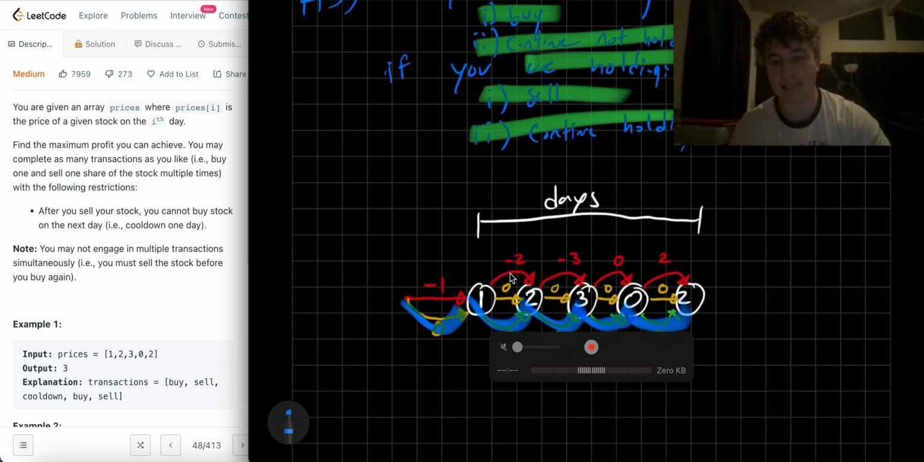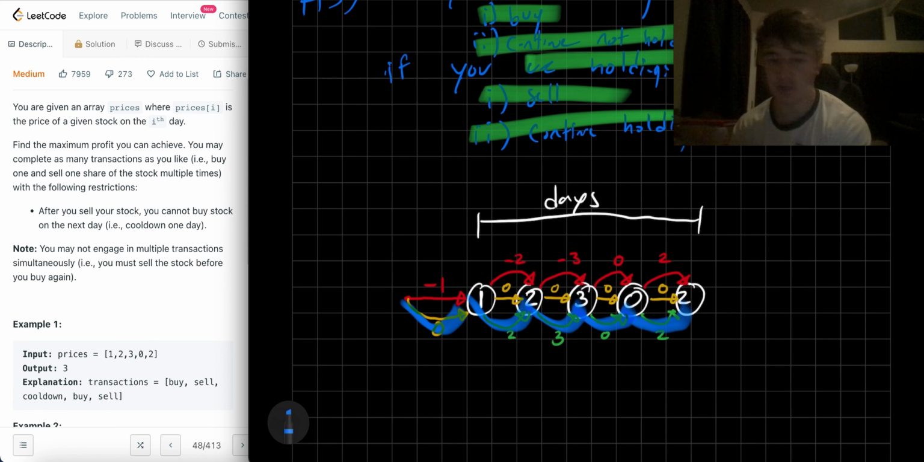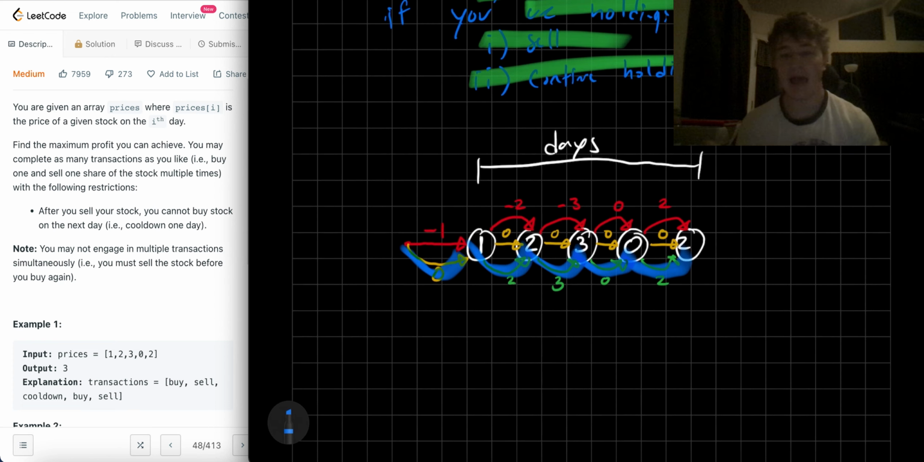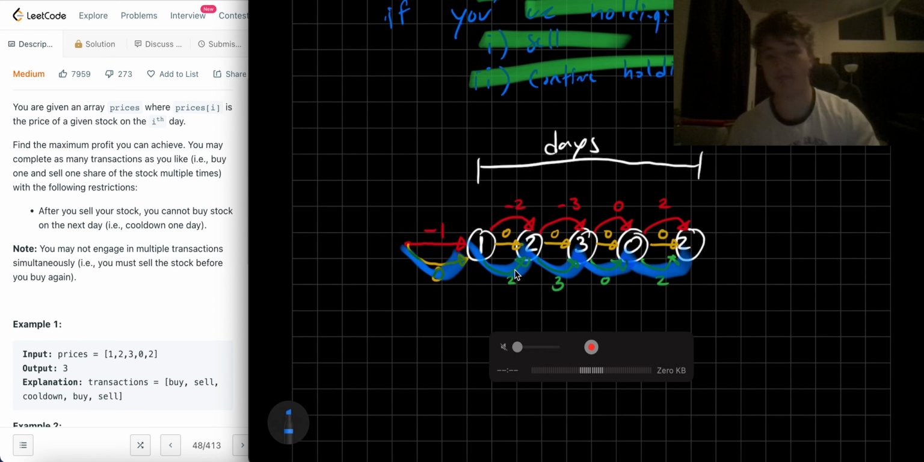I can only access this green edge if I'm holding, and I can only access this red edge if I'm not holding, right? I can only buy if I'm not currently holding, and I can only sell if I am currently holding. So I need to somehow capture that fact within this graph so that that information is more clear. That way, I only can use this edge if I've spent money at some point buying the stock.